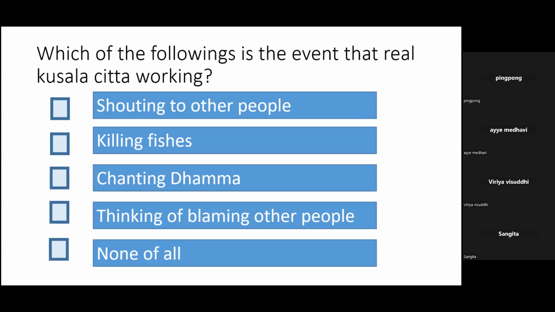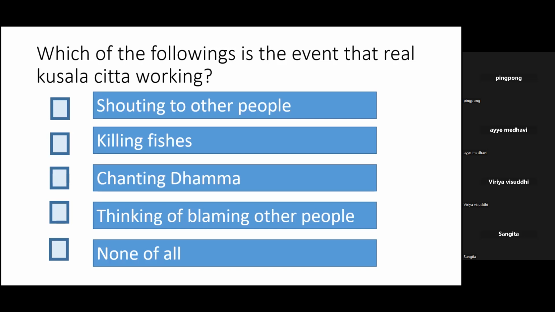The answer is none of all, because when we are shouting, killing the fish, or chanting Dhamma, or even gossiping about everybody around us, all of this cannot tell whether it's the real Kusala Chitta working. Because this is Paramattha, and we cannot know.